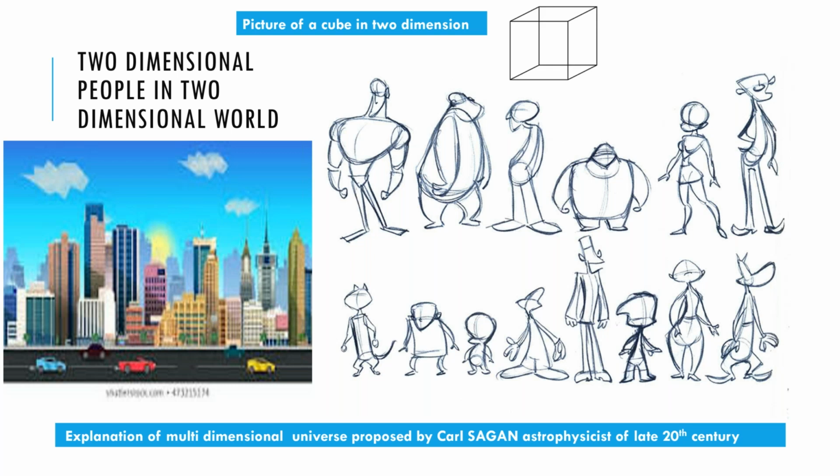So someone sitting in the two-dimensional and drawing that cube in the two-dimensional, they can imagine how it would look like in the three-dimension, although they have no way of entering the third dimension. But they can imagine through, of course, mathematics, that such a thing can exist. This was proposed by the way, multidimensional universe by Carl Sagan. Is the astrophysicist of the late 20th century.